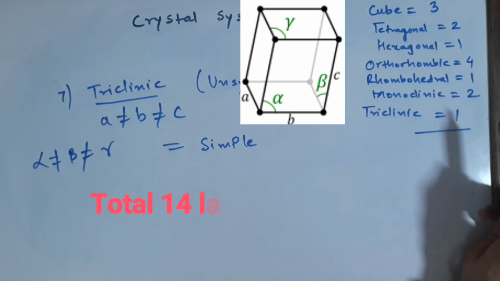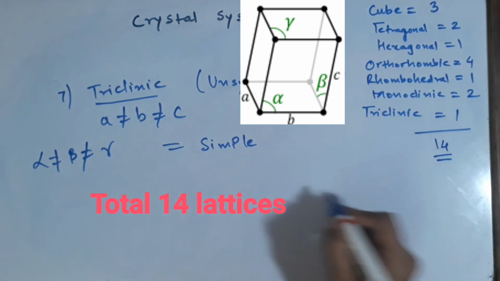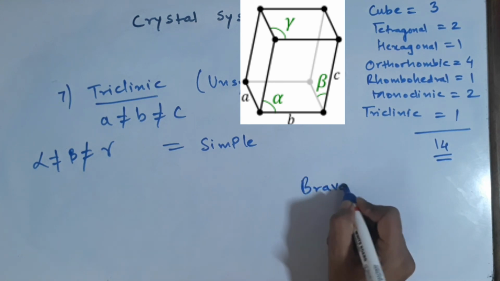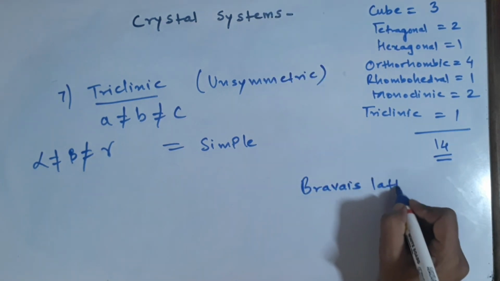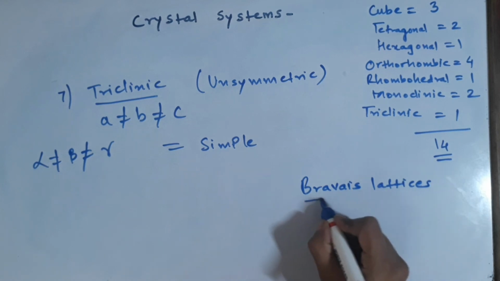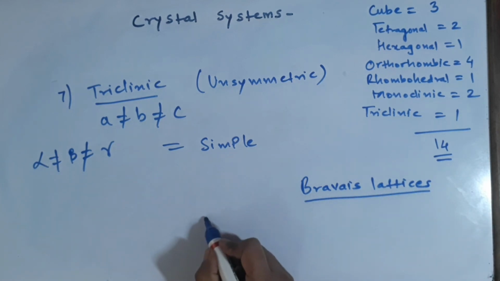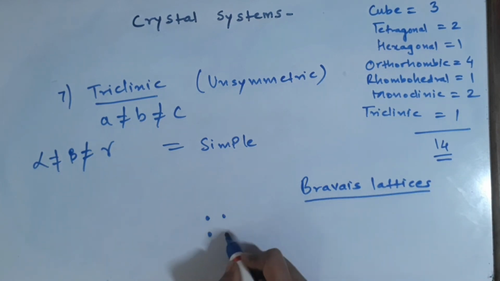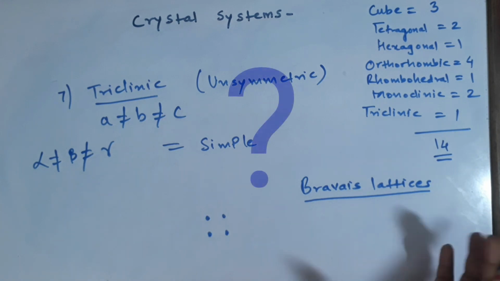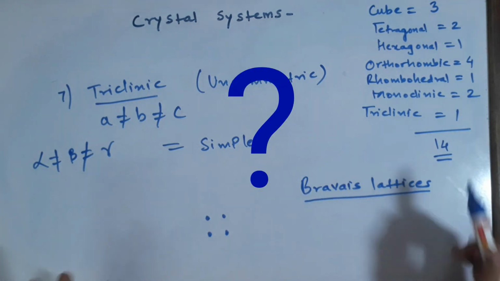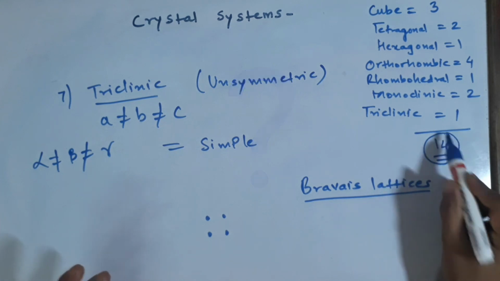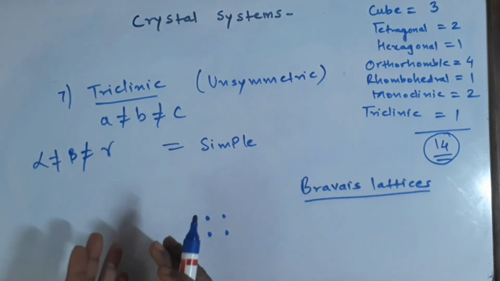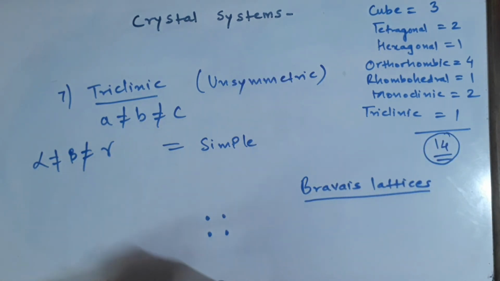So total number of lattices possible are 14. So Bravais explained to us that there are only 14 ways in which we can arrange the constituents in three-dimensional space. If I give you these points, how many ways are there in which I can arrange these points? So there are only 14 different ways in which we can arrange these points, and those ways can be any of those 7.